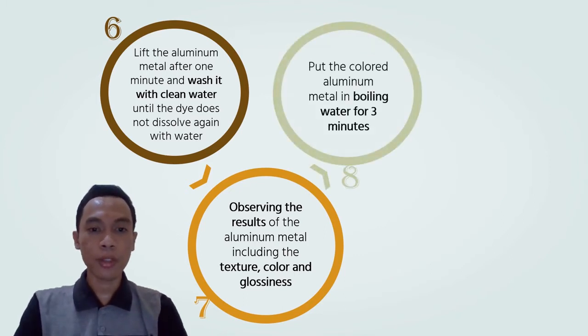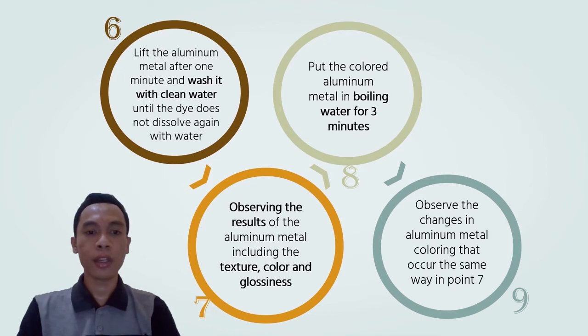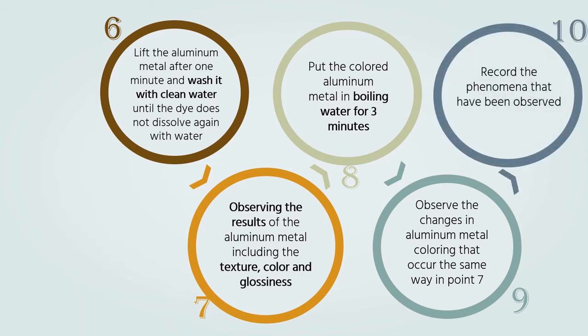Sealing is the process of closing the pore holes by forming a transparent metal oxide. In this process, we put the colored aluminum metal in boiling water for 3 minutes. After that, we observe again the change in the aluminum metal coloring in the same way as before. After that, we record the phenomena that have been observed.